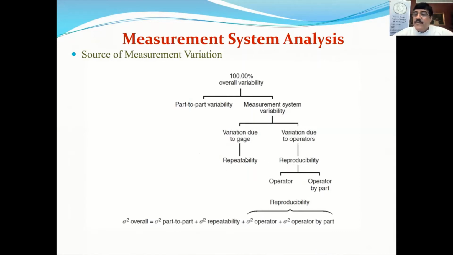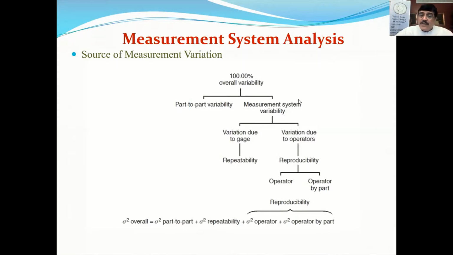Repeatability comes from variation due to the gauge that you're using. If it's a ruler, maybe it's a variation of the ruler itself. If it's a scale, maybe it's the variation of the weighing scale. If it's a thermometer, maybe it's a problem with the thermometer itself. So this is due to the gauge. But another variability is coming from the operator, the appraiser, the one who is actually taking the measurement. If I take it, maybe it's different than if you take it. Maybe you're more skilled in taking the measurement than I am.